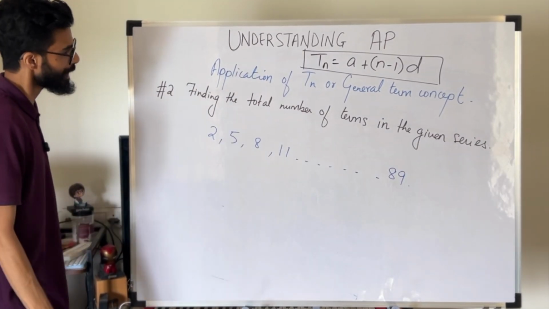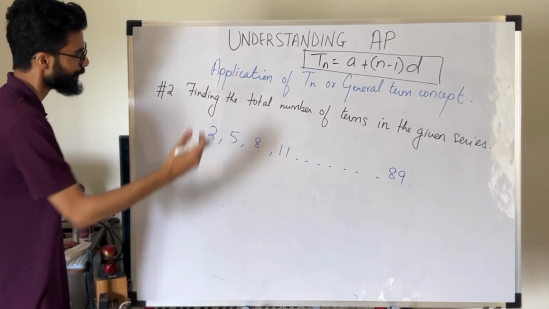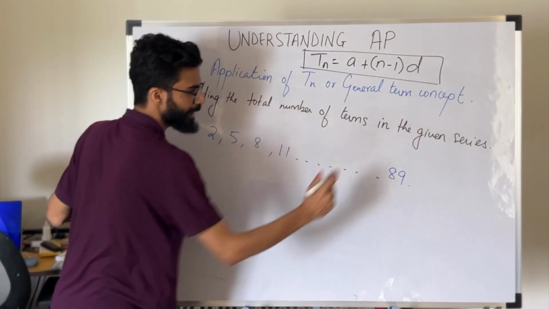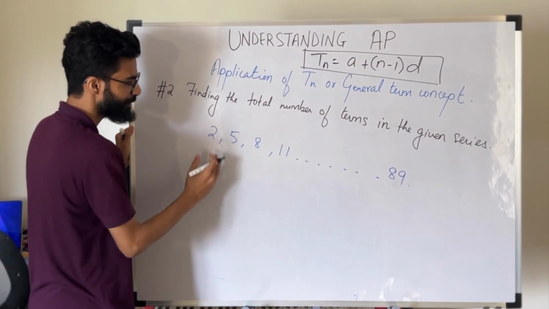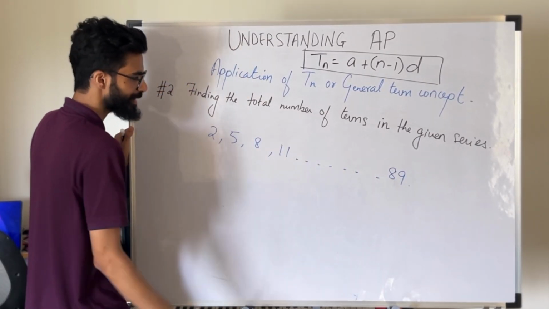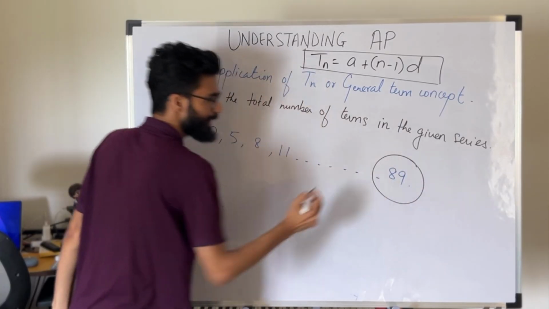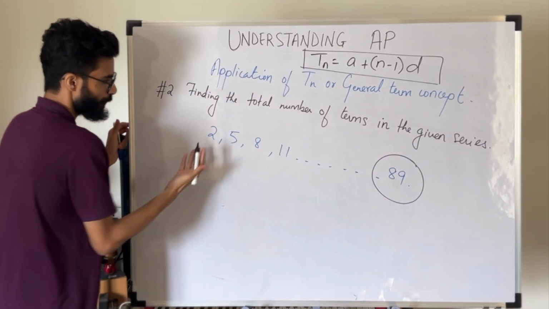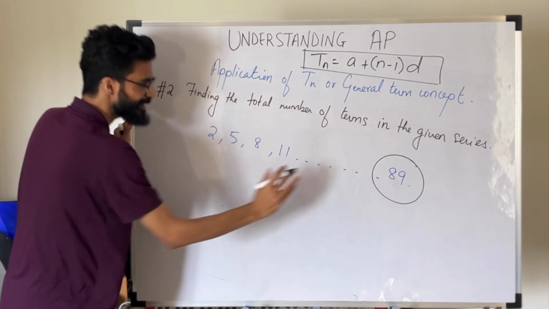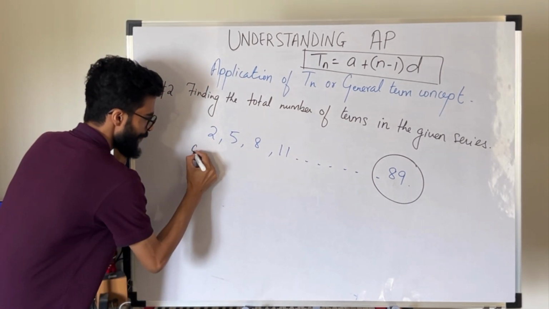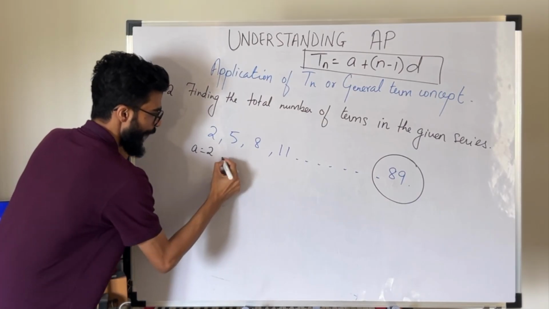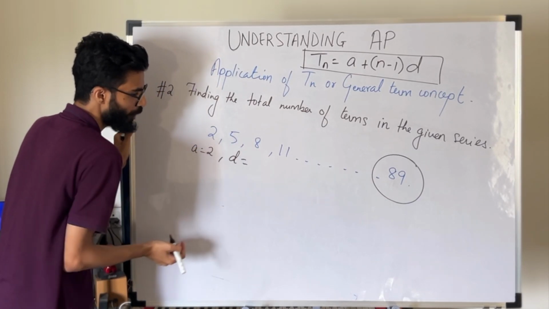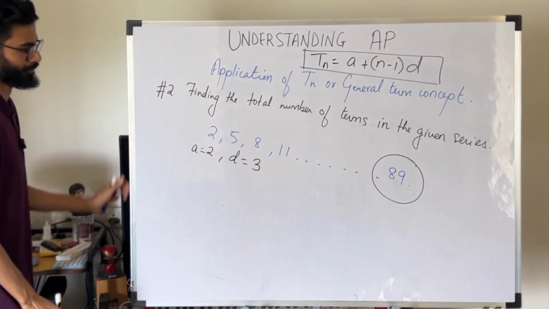Now the second application of general term concept is finding the total number of terms in the given series. Suppose they have given me this AP series and they are saying कि यार ये 89 is my last term. तो देखो from observing this series, can I say मेरा A is 2 and D is T2 minus T1 या फिर T3 minus T2 कर लो, तुमको D3 आएगा.